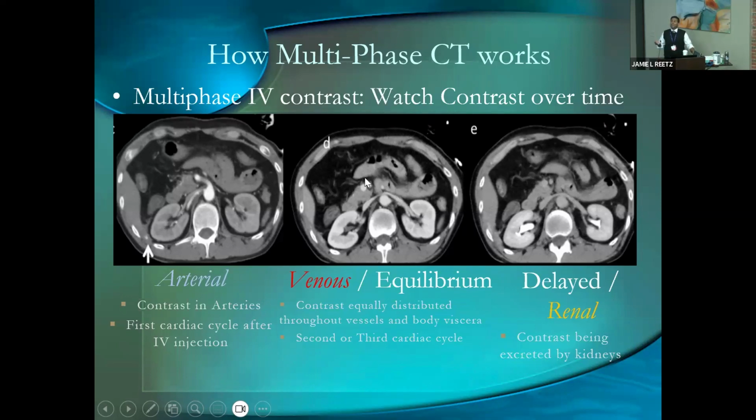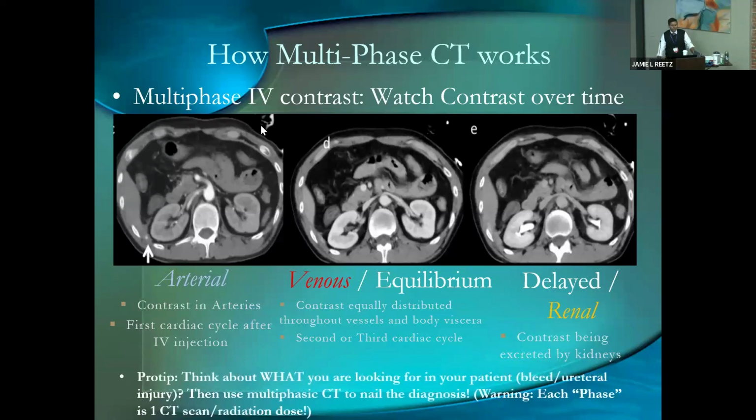Now I've waited 5 minutes and I say, take some pictures. Now the contrast has left the renal veins and the aorta. These are not as bright as they were, but look at the kidneys. The kidneys are really bright, and look at the ureters. They're extremely bright. So this is the ureteral or renal phase, where the contrast is getting filtered out.